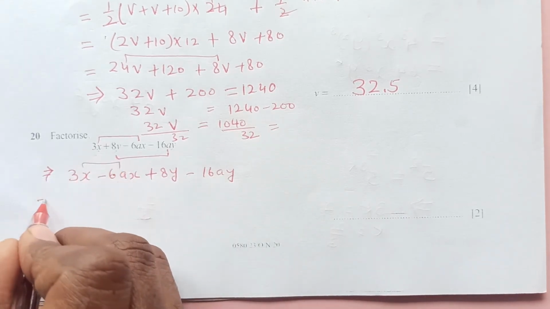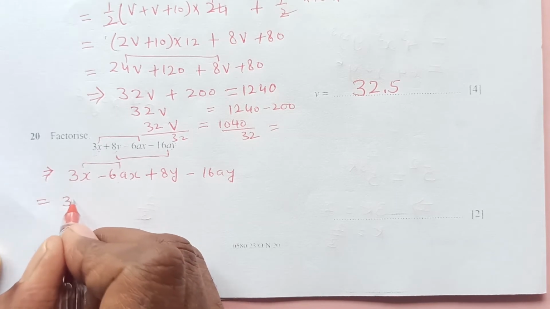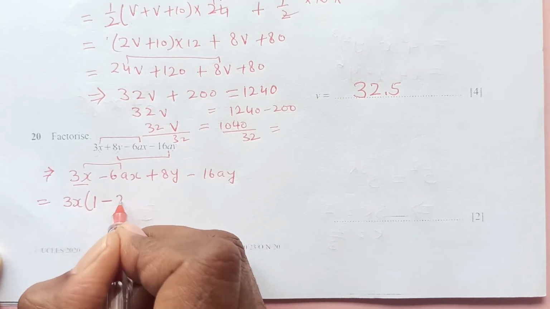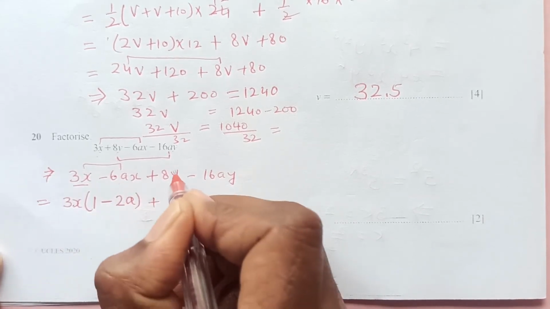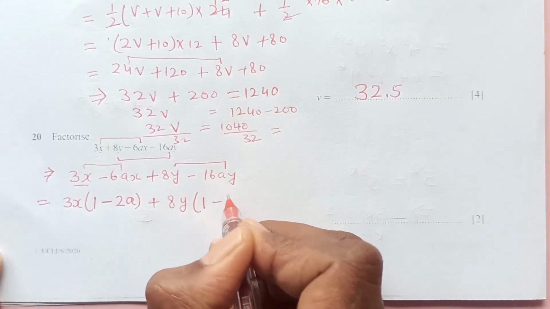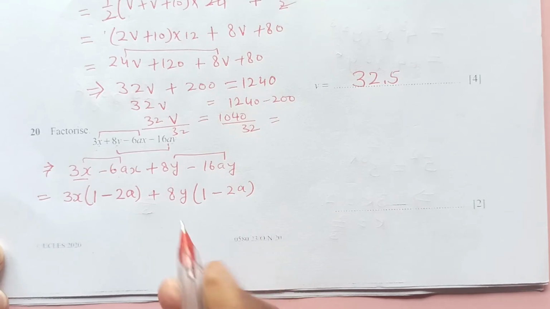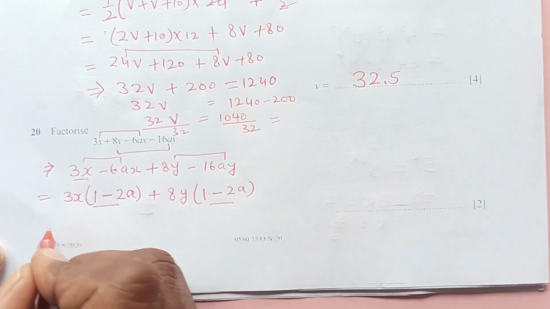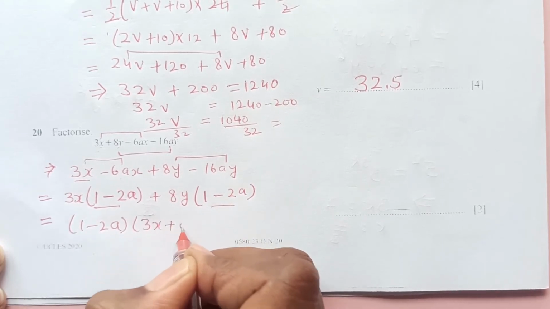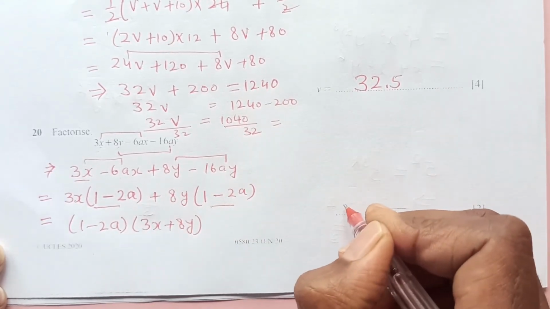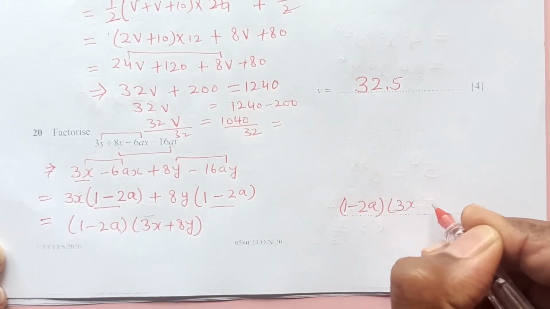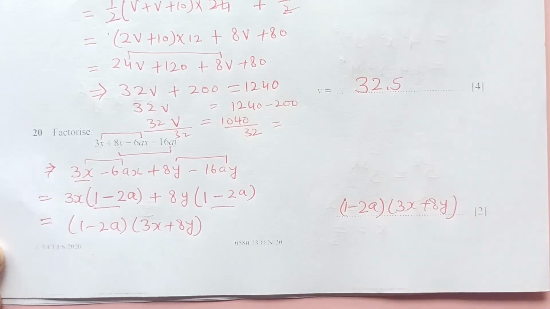So now what is common here? From here we have 3 and x common. So 3x is taken out, and we are left with 1, then here will be 2a. Now from here we have 8 and y common, so 8y times 1 minus 2a. Now this is common, so 1 minus 2a into 3x plus 8y. So that is our answer: 1 minus 2a into 3x plus 8y. Done.